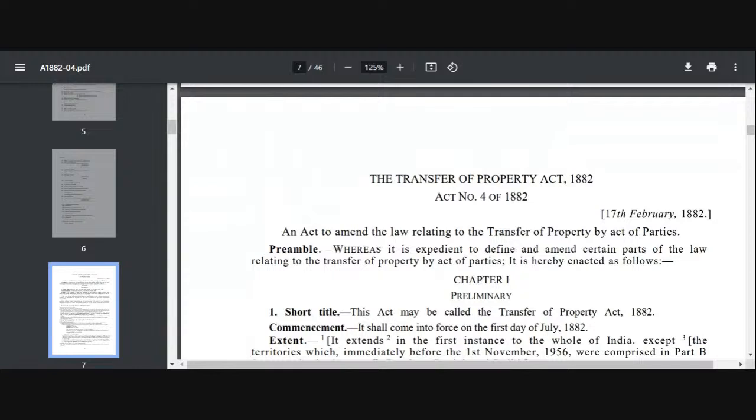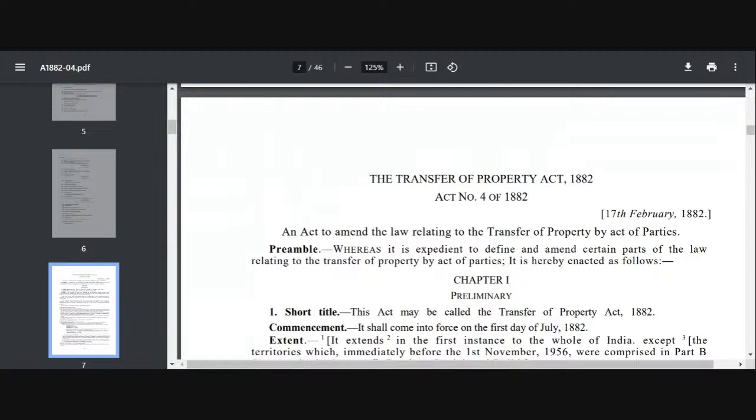How many amendments have been done to the act? And why was it enacted? What was the reason for the enactment? This is very important to understand, the reason and the history of the act. If you see the preamble, as you can see here on the screen, it says: whereas it is expedient to define and amend certain parts of the law relating to transfer of property by act of parties, it is hereby enacted as follows.